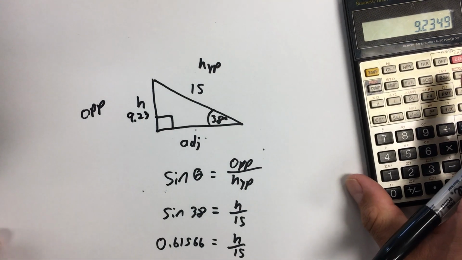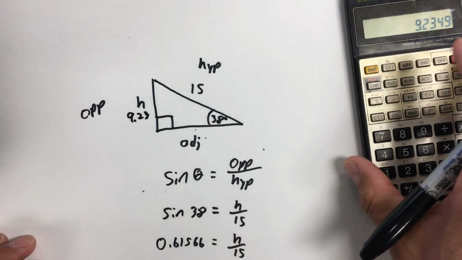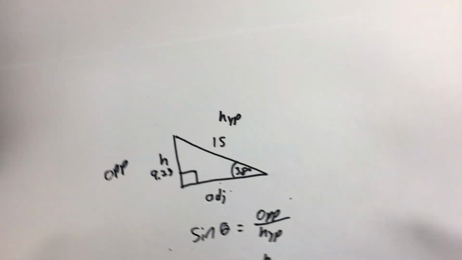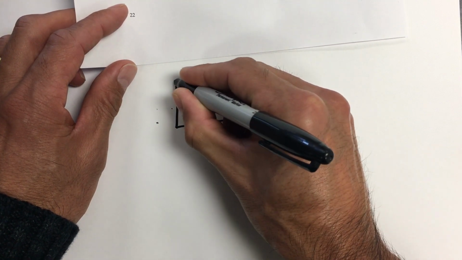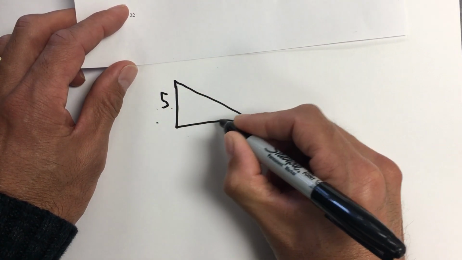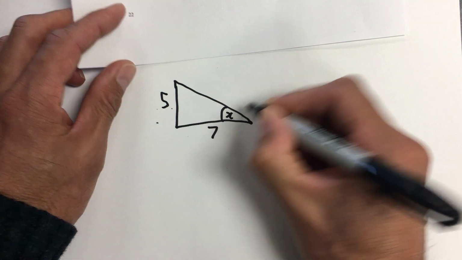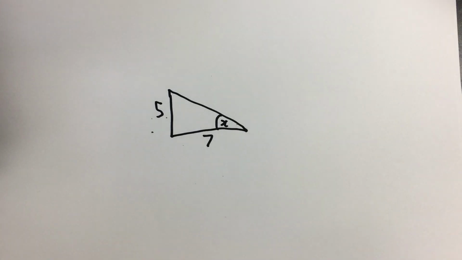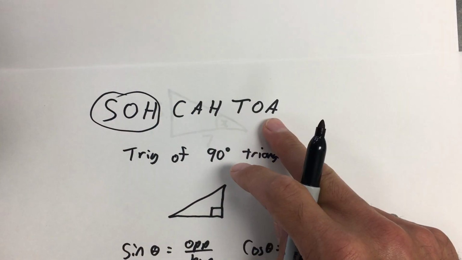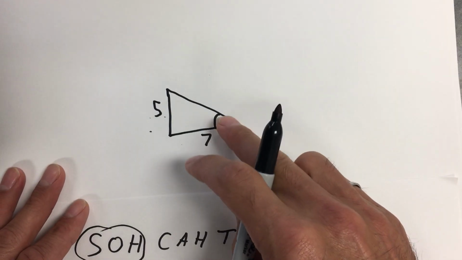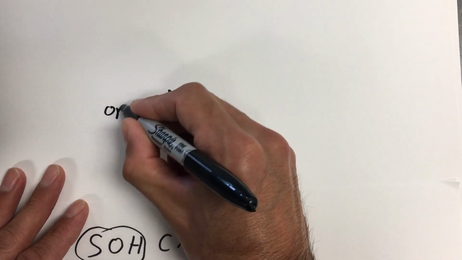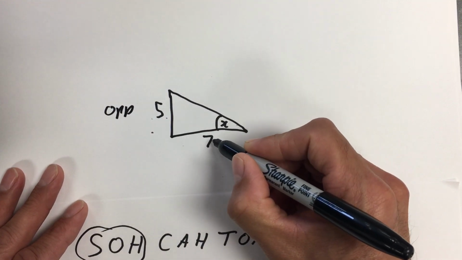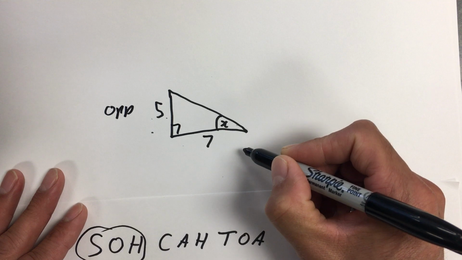I'm going to show you another example now. In the next example, we're looking for an angle. So consider this one here where we have a side length of 5, a side length of 7, and we're looking for this angle x. Now, looking at Sohcahtoa, considering this is the angle, the side length across from it we will call opposite. So this is opposite.